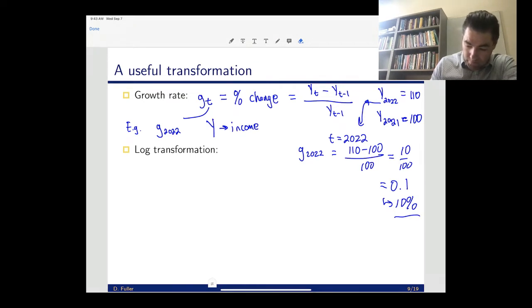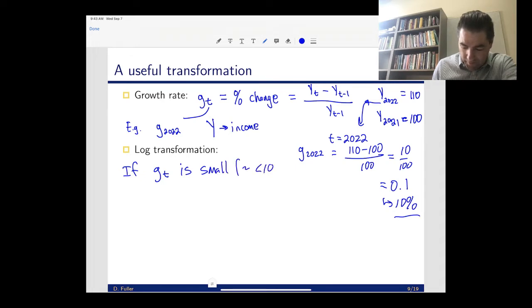if the growth rate is small, so roughly speaking less than 10%, somewhere in there, 10 to 20% tends to be okay. Once the growth rate gets larger, this approximation isn't going to work as well. But for relatively small growth rates, year-to-year type of growth rates, this works well.